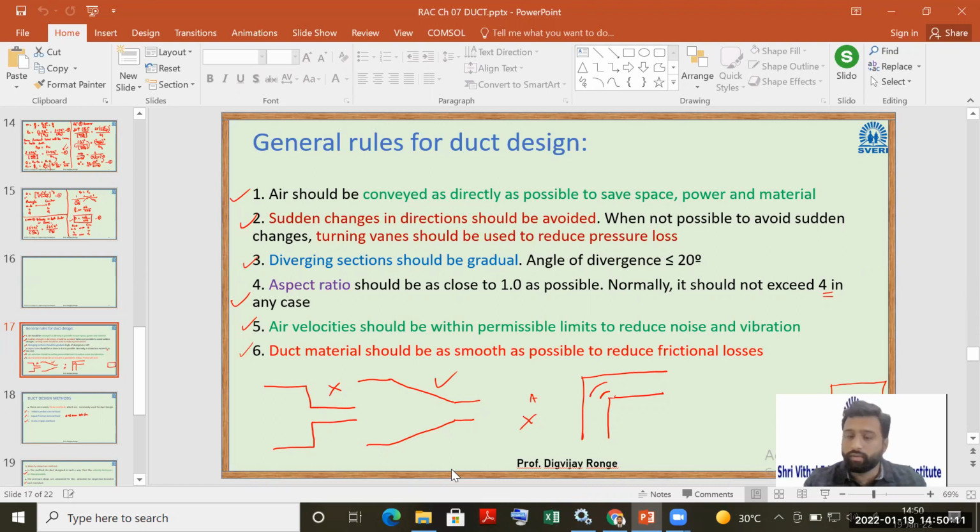So if you see last year, you can ask your seniors also, most of the students' grade or CGPA was reduced because of RAC, because their basic understanding is not clear. If your basic understanding is clear, if your practice is good, then definitely RAC will give you good grades.